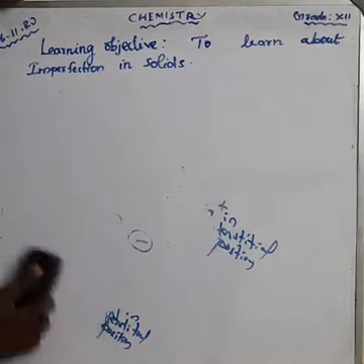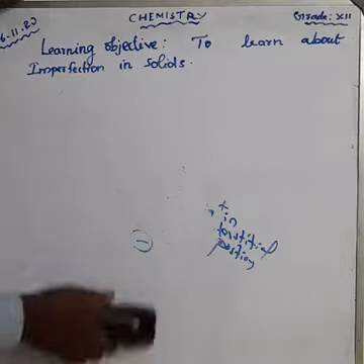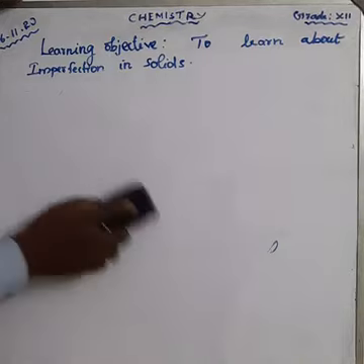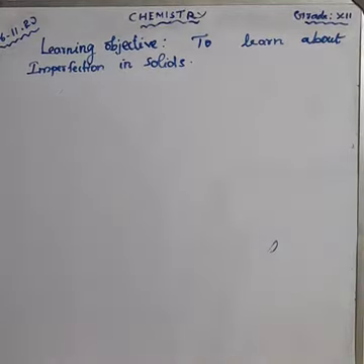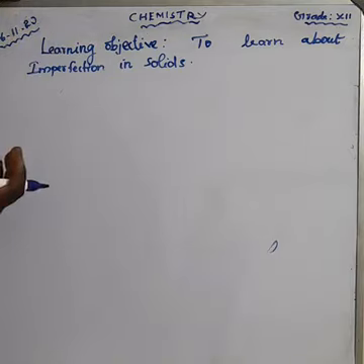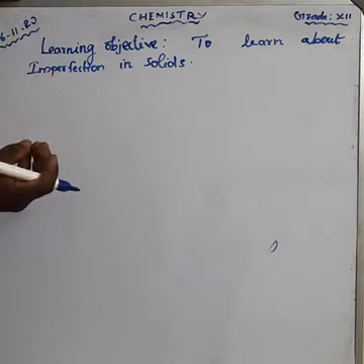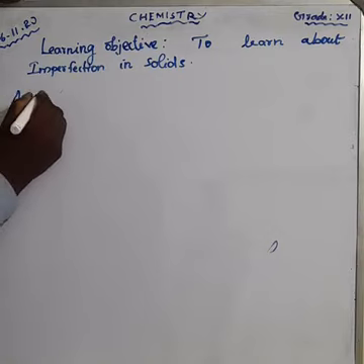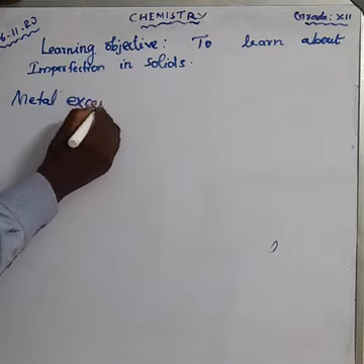Here the example is sodium chloride. When sodium chloride crystals are heated in the presence of sodium vapor, Na atoms are deposited on the surface of the crystal. Here, Na plus ions are in excess, and the color is brown. The brown color shows the excess. So we say sodium is in excess, we can say metal excess defect.